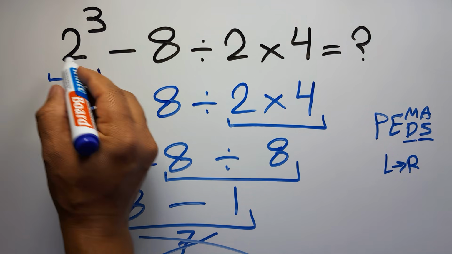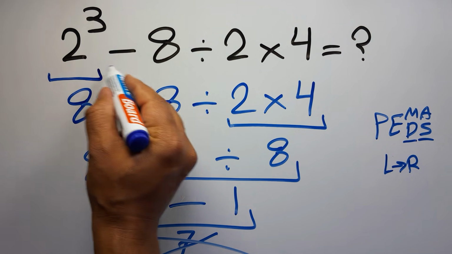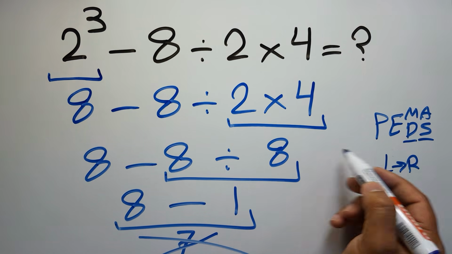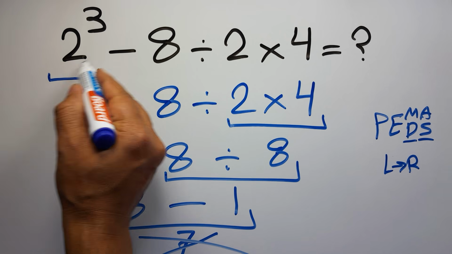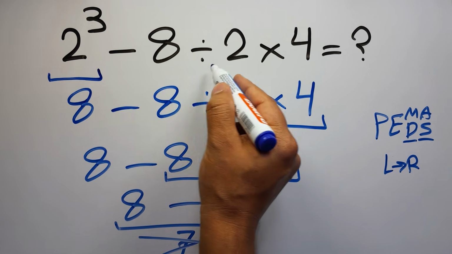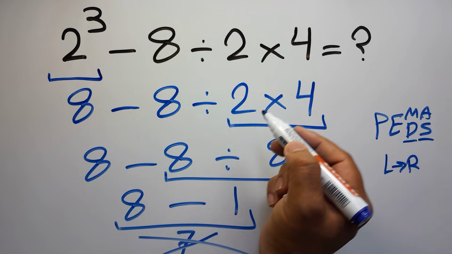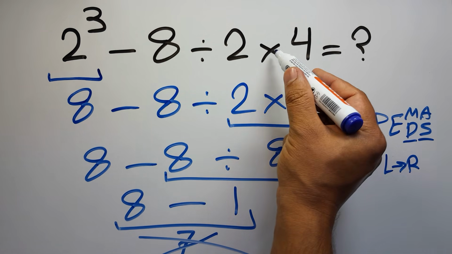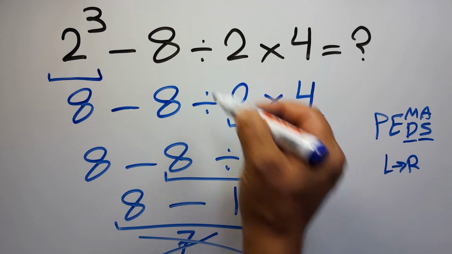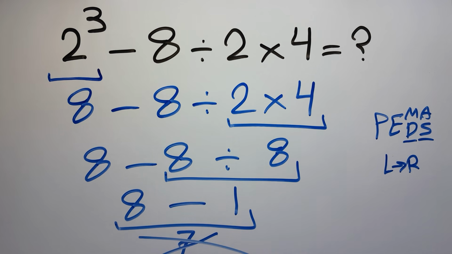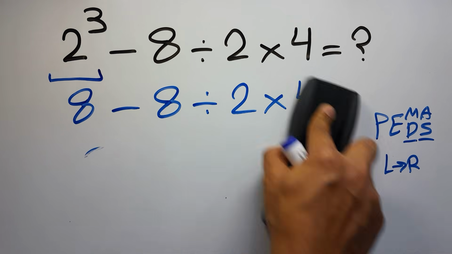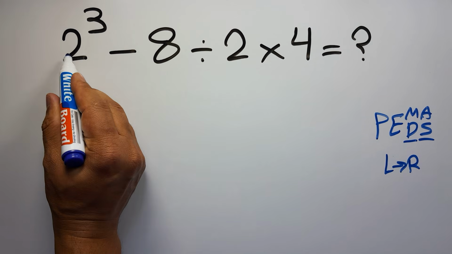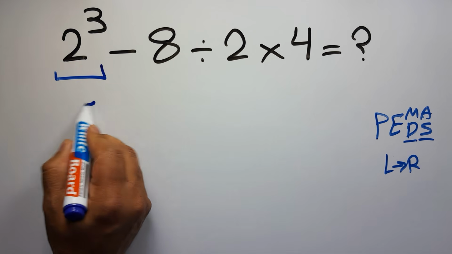In this expression, we have one exponent, one subtraction, one division, and one multiplication. According to PEMDAS, first we have to do this exponent, then this division, then this multiplication, and finally this subtraction. If we do this multiplication before this division, it is wrong. So first, 2 cubed, which equals 8.